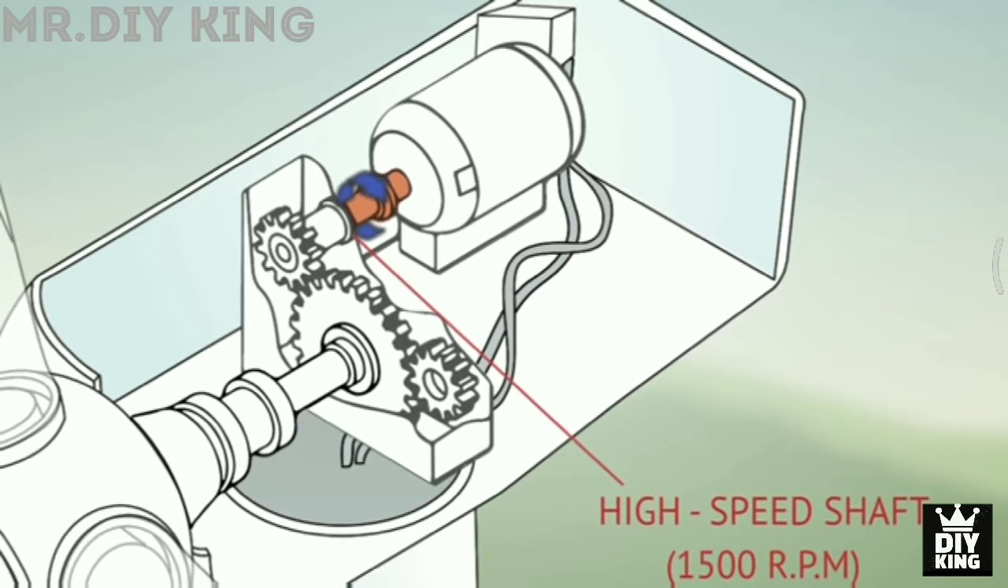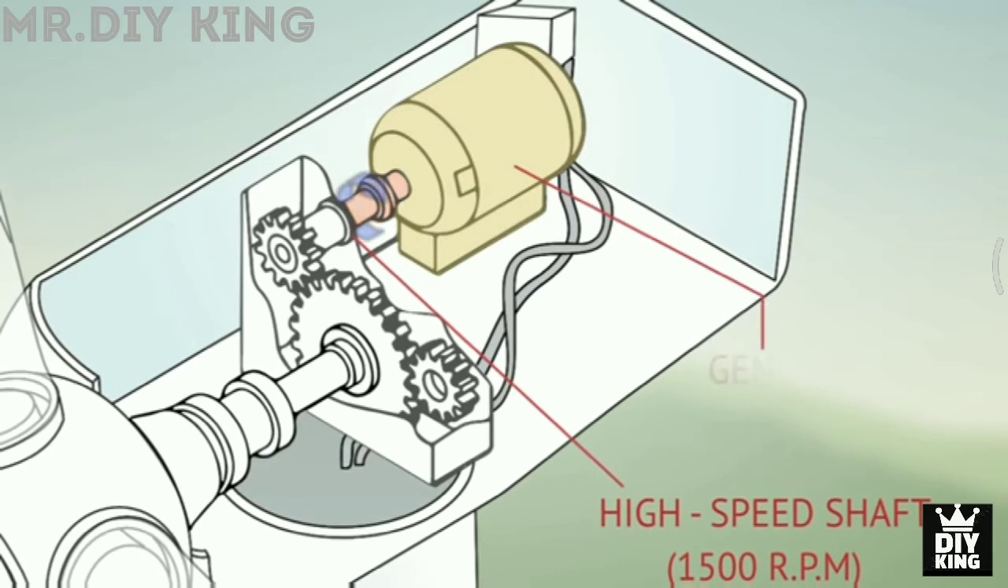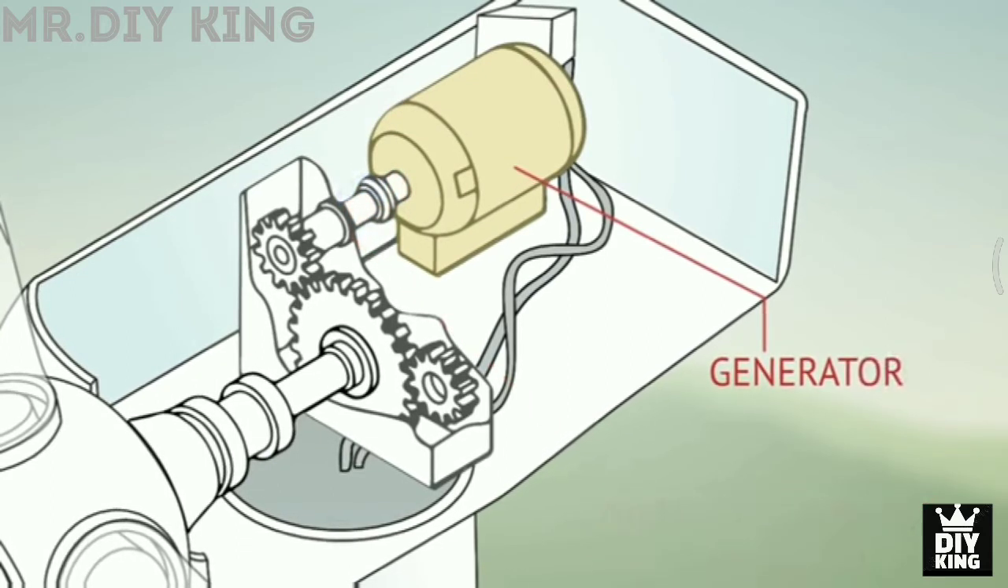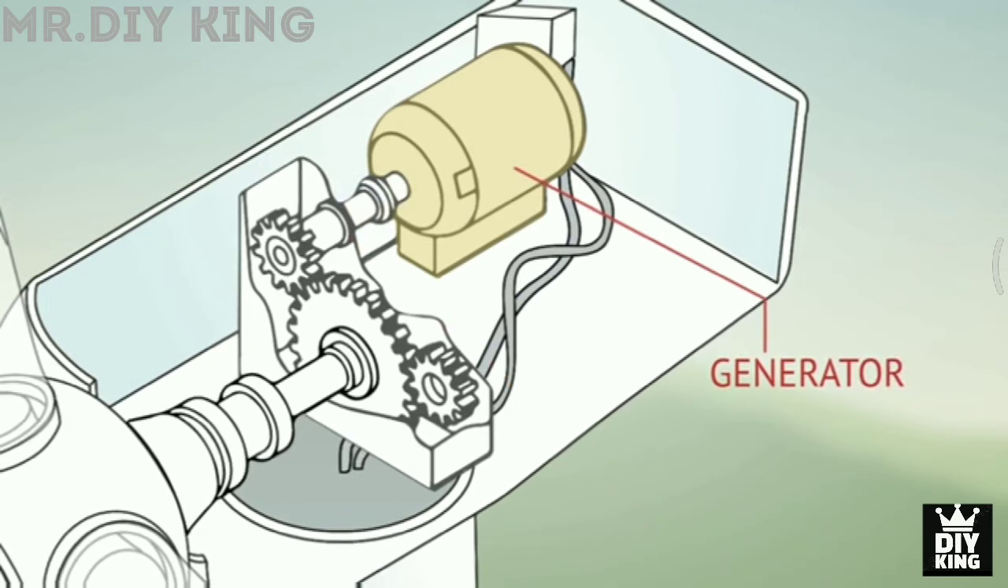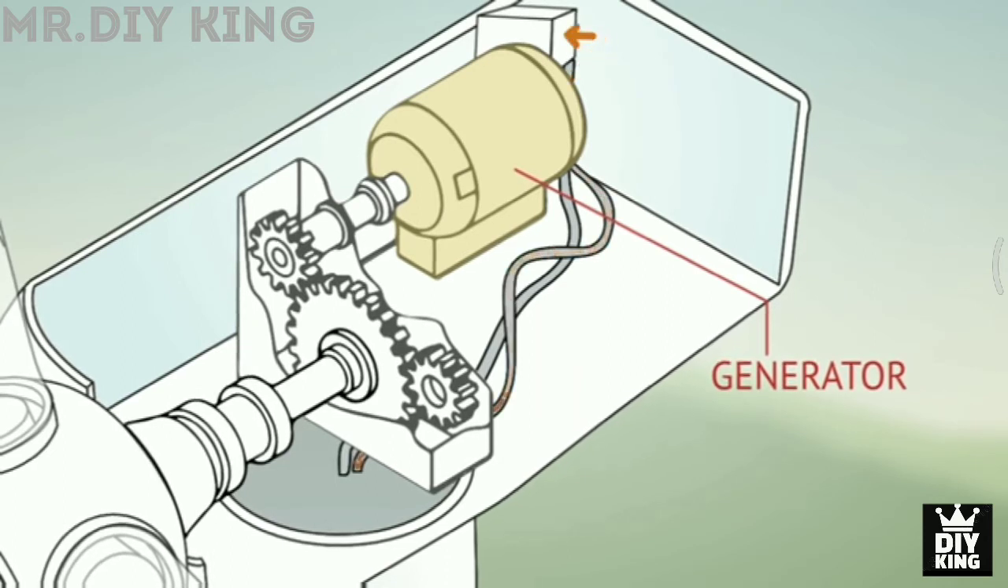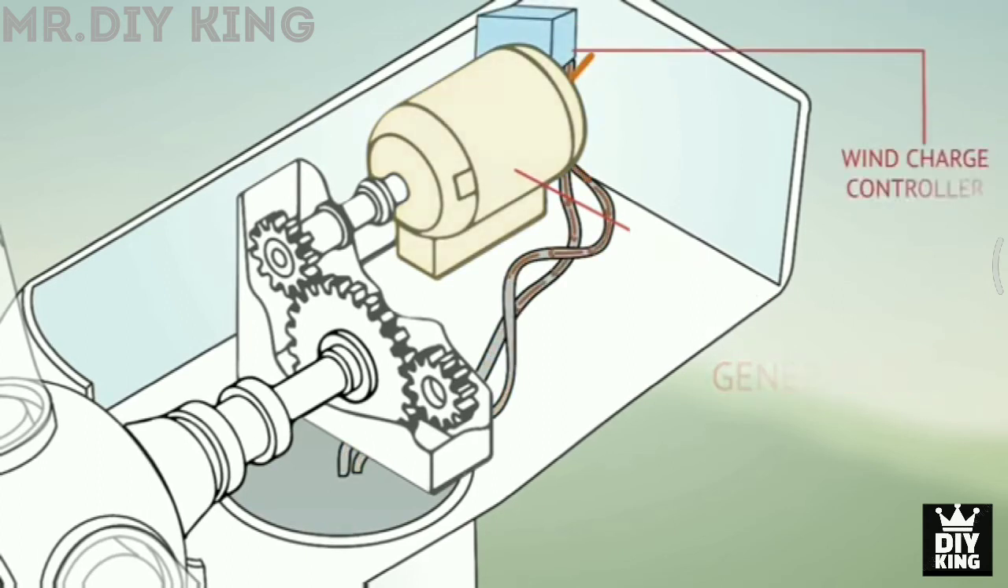The high-speed shaft is connected to a generator, which converts the kinetic energy from the spinning shaft into electricity. The electricity produced is in the form of wild alternating current, which is unusable in this form because of highly variable voltage and frequency. The wind charge controller smoothens or stabilizes the alternating current and converts it into direct current.